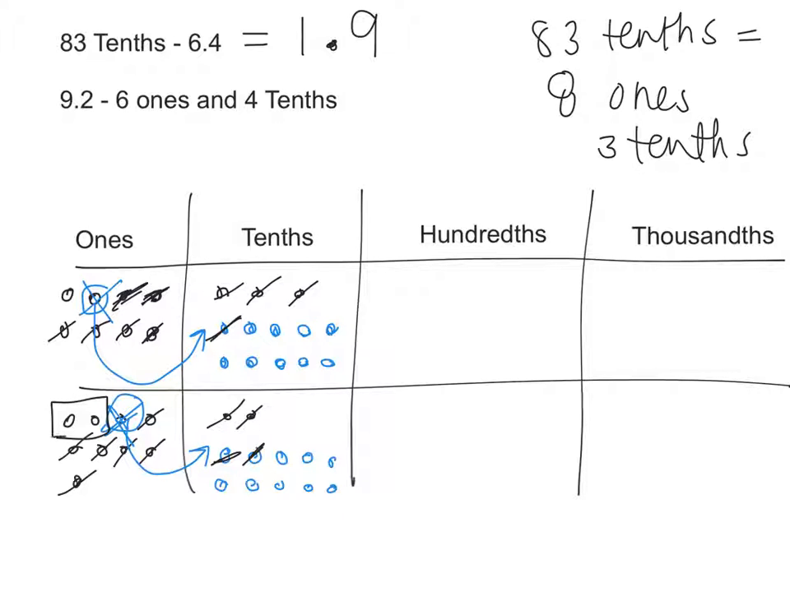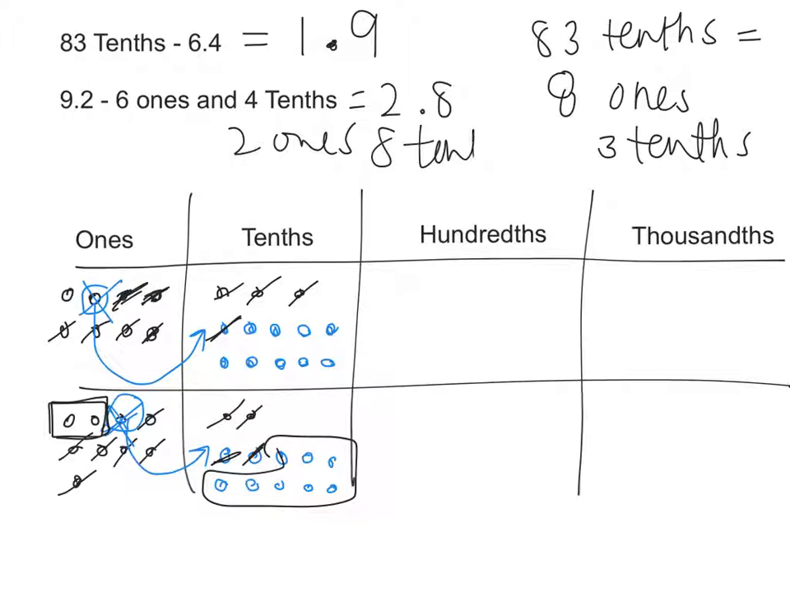So now let's look at what we have. How many ones do I have altogether? 2 ones. And how many tenths do I have left? 8. So I could write 2.8, or I could write 2 ones and 8 tenths.